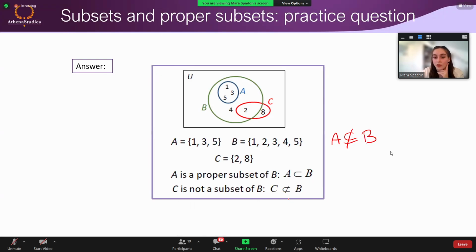Because then they would have to share the exact same elements. You can see it here. The elements of A are included in B. C is not a proper subset because not all of the elements of C are included. We only have 2, but we don't have 8. So then it is not a proper subset.